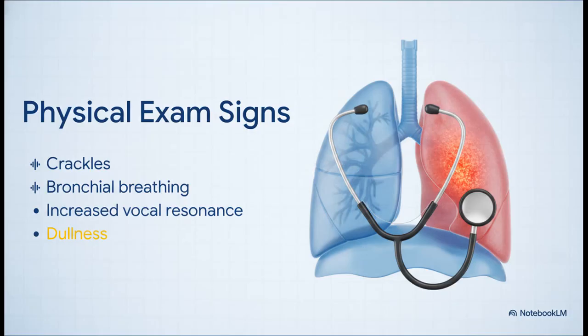Now, when you put your stethoscope to their chest and begin your physical exam, you're listening for some very specific acoustic clues. You'll hear crackles or crepitations. You might hear bronchial breathing, where the breath sounds are surprisingly harsh and loud over the lung periphery. You'll definitely note increased vocal resonance, and when you percuss or tap the chest wall, you'll hear a distinct dullness. These specific auditory and percussive clues are the classic, undeniable hallmarks of lung consolidation and pleural effusion. The lung, which is normally filled with air, is now basically bogged down with fluid and inflammatory debris.